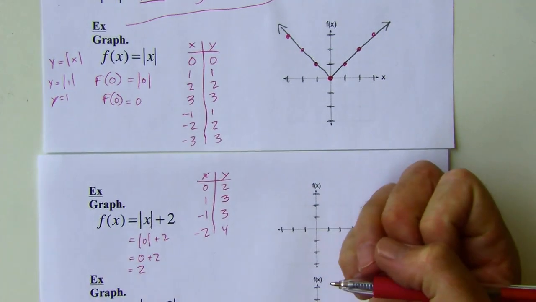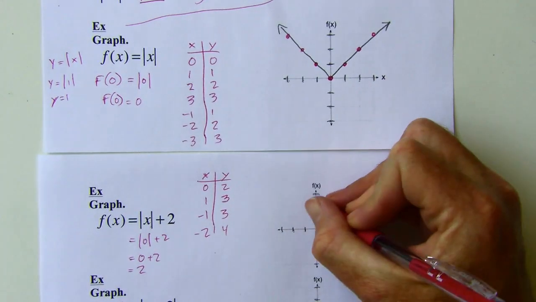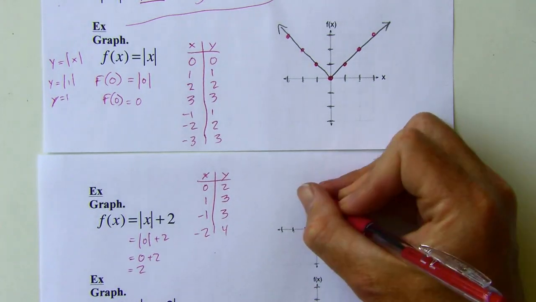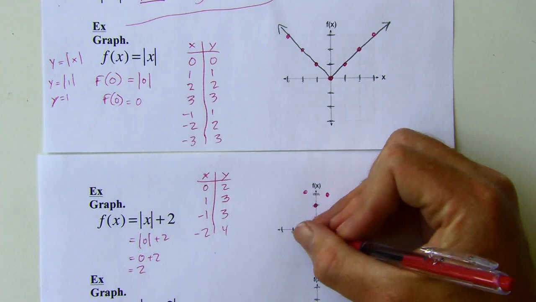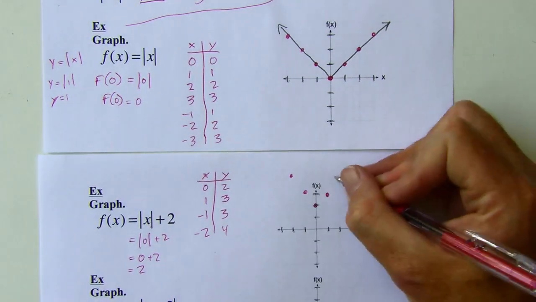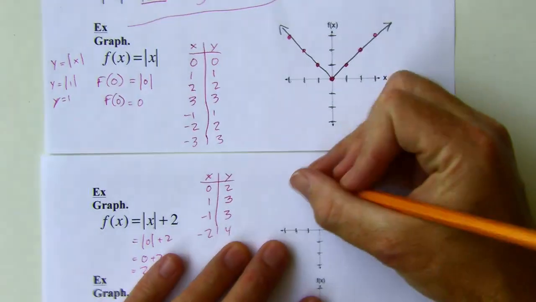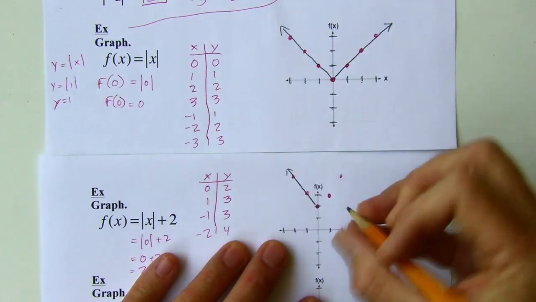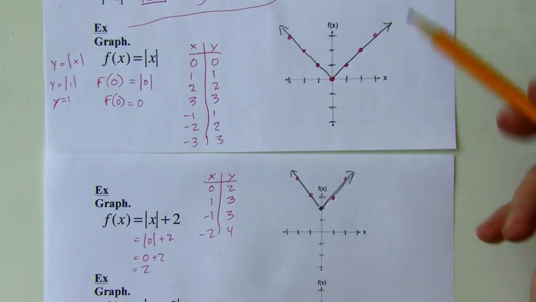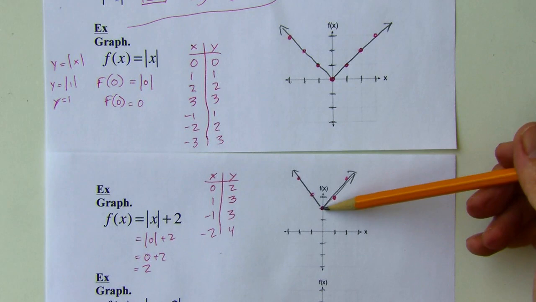So let's try plotting these and see if we can get an idea of what this is going to look like. I've got 0, 2, it's right here, 1, 3, and then I've got negative 1, 3, and negative 2, 4. It's going to be off my graph a little bit, but it would be up here. Also, if I put in a positive 2 here, you can kind of see where the V is. This is another V, okay? And if you compare this to the previous graph, this is a little sloppy, sorry about that, it's just another V, but it's moved up 2 units, okay?